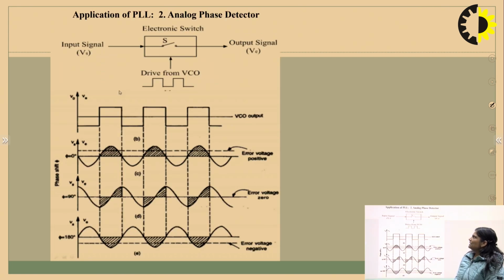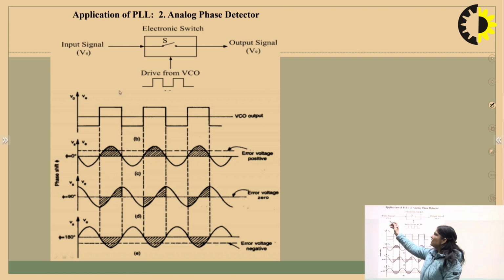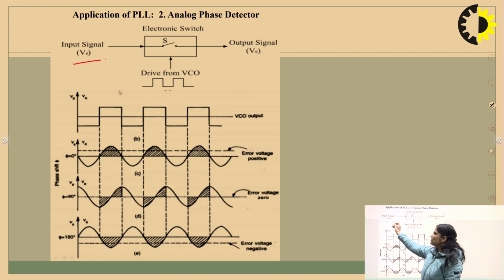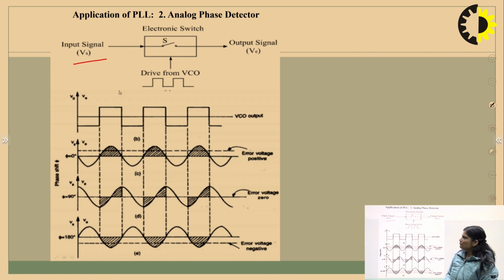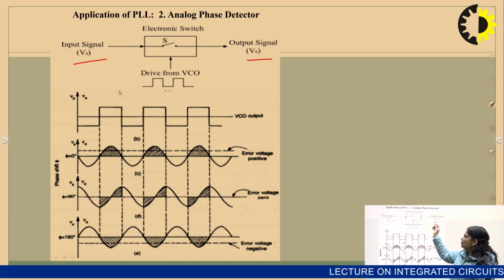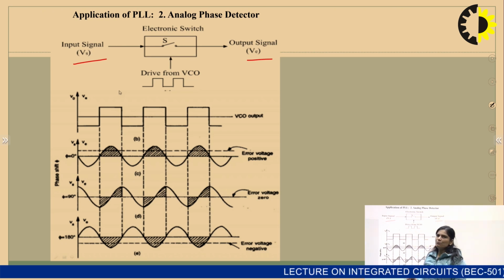Now, the second application is analog phase detector. This is the analog phase detector. Here is the input signal Vs, and here is the output signal V. Here an electronic switch is used between input signal and output signal, and it is derived from VCO, the voltage controlled oscillator. Here also we have to match the output frequency with the input frequency.